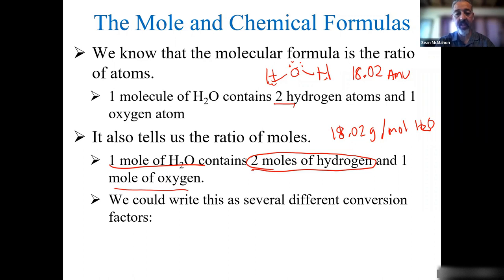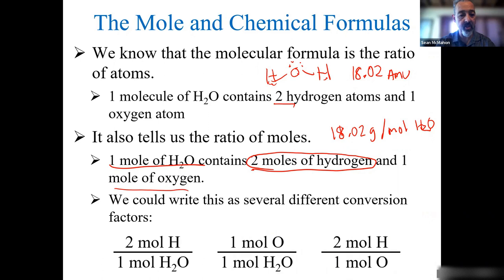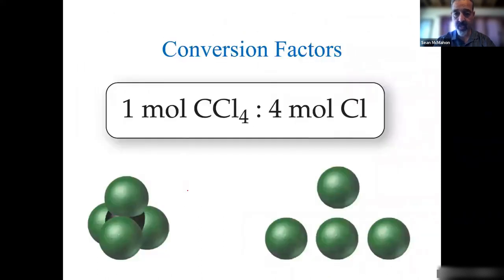So we could write this as several different conversion factors. Mole ratios is what we're working with, because that's what we're using. There's 2 moles of hydrogen per 1 mole of water. There's 1 mole of oxygen per 1 mole of water, or in water, there's 2 moles of hydrogen per 1 mole of oxygen. So these are just conversion factors.